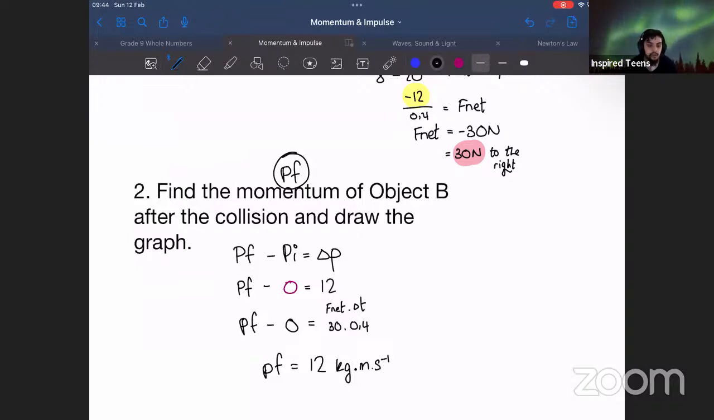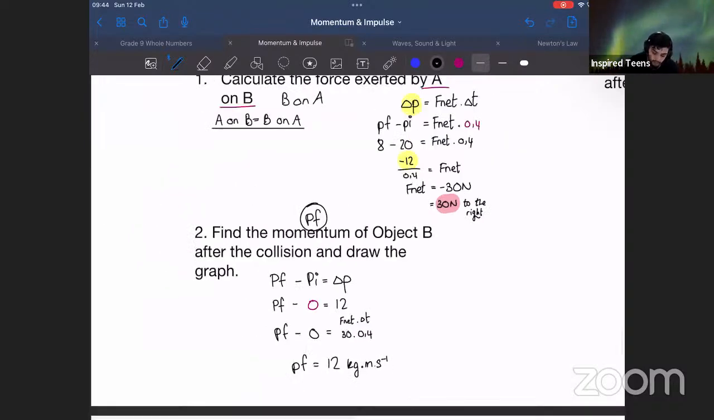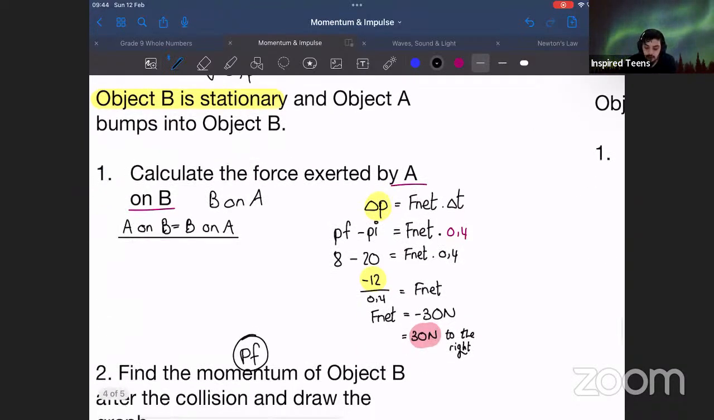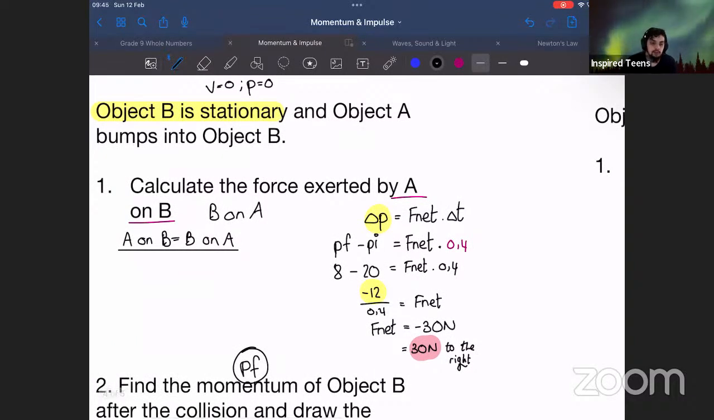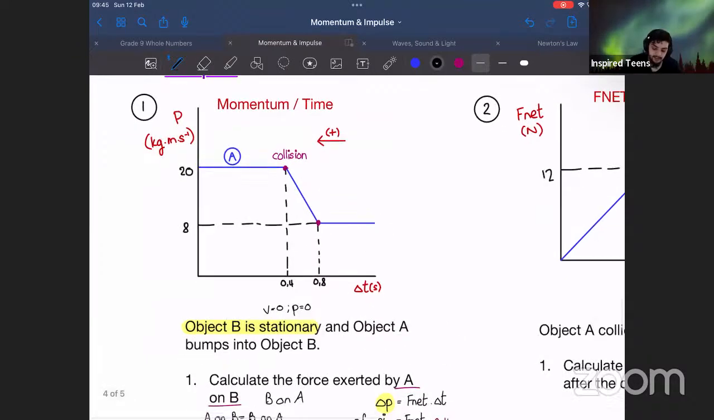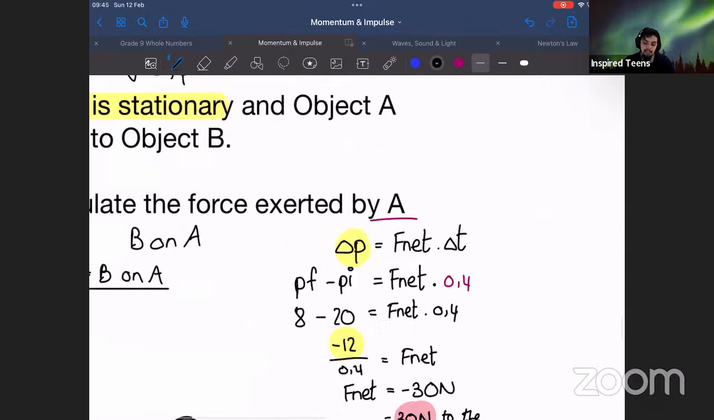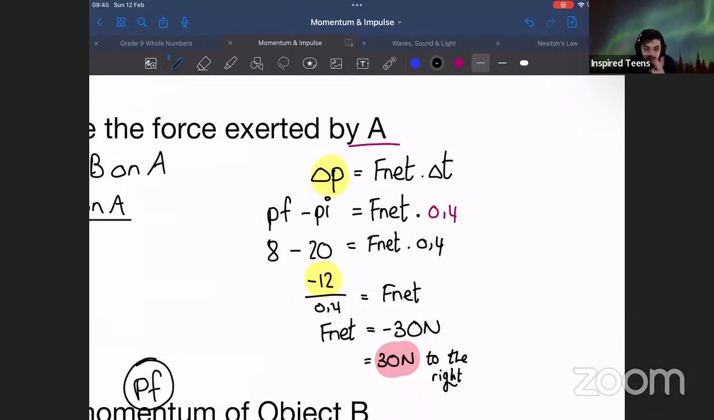So let's talk about object B. In number one, they say calculate the force that A exerted on B. Technically we should be using object B's information, because we need to know the force exerted on object B. However, we don't have any information except the initial momentum of object B. The reason is that it's not given, and we don't have the graph for it. However, for object A, we have the graph. We can see object A's initial momentum and final momentum. So we utilize that information to get the net force that each object is exerting on the other.